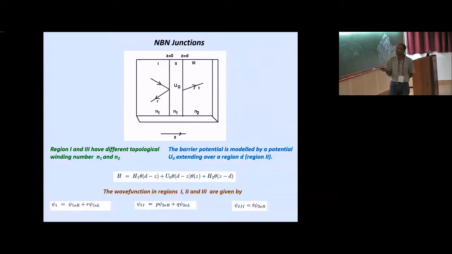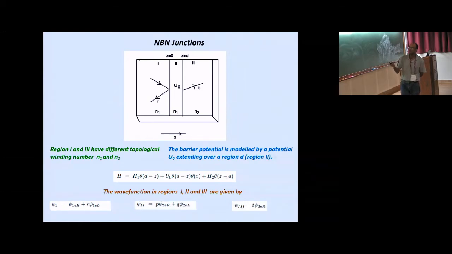The Hamiltonian is given by H1 in region 1, H1 plus U0 in region 2, and H2 in region 3. H2 corresponds to a topological winding number of N2, and H1 corresponds to a topological winding number N1. So in this kind of junction, and this is one of the central points, the topological winding number changes across the junction. We call them topological junctions. As you move from region 1 to 3, there is a change in topological winding number.